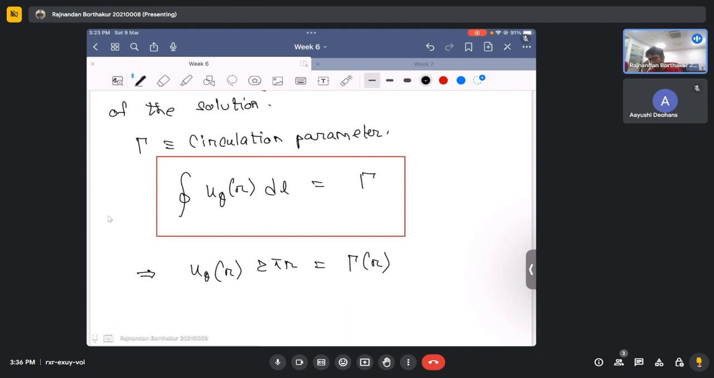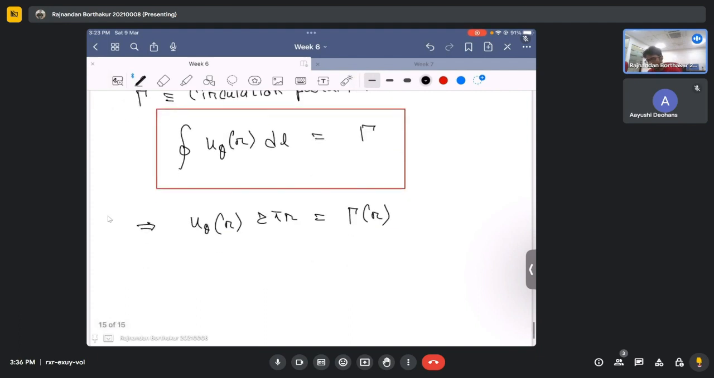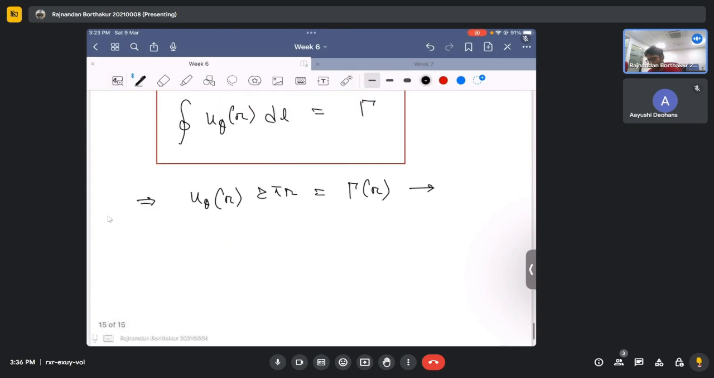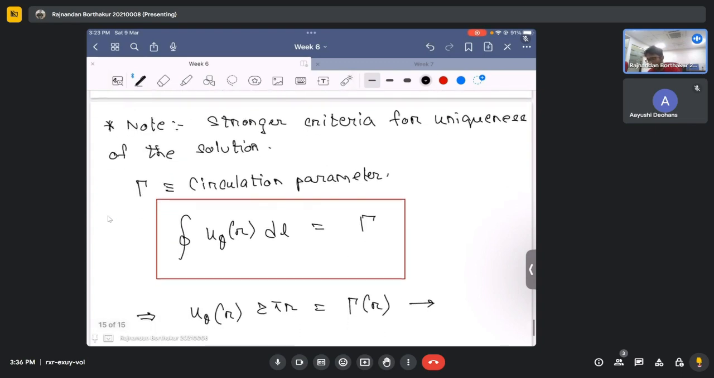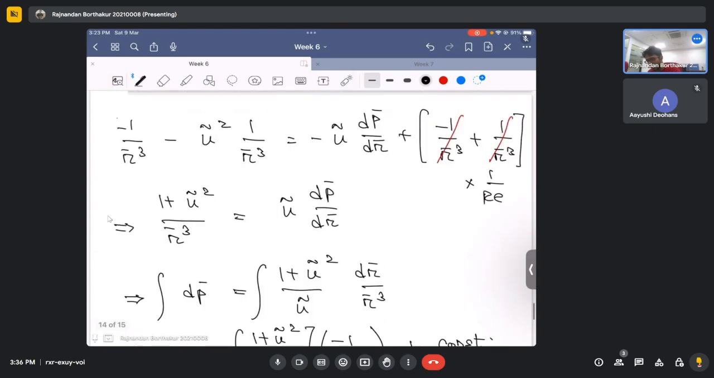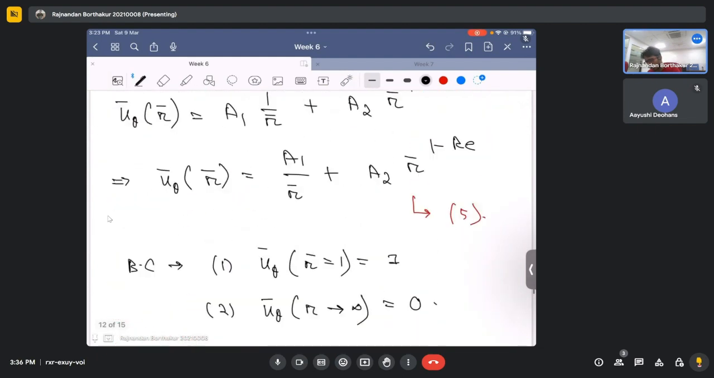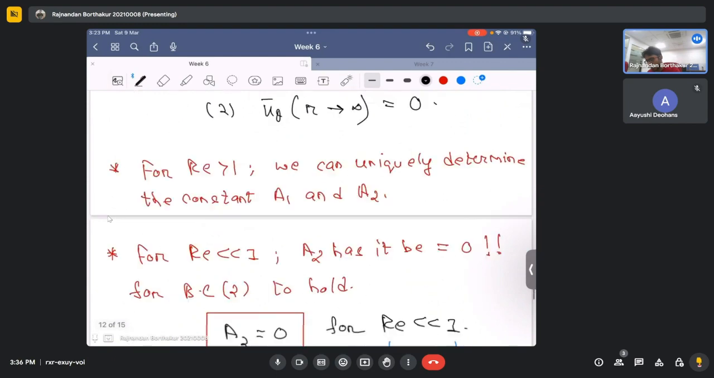So now, if we define circulation as something like this, that's just one definition of circulation, but how we use this in our problem is something that we will see. So let's name this equation, maybe equation 6, let's say.